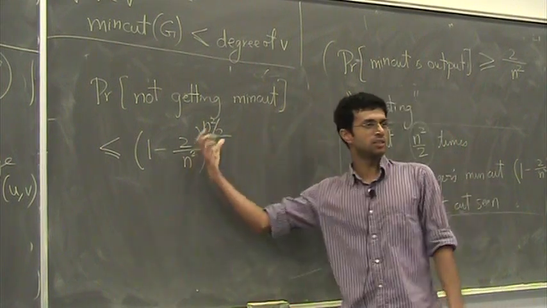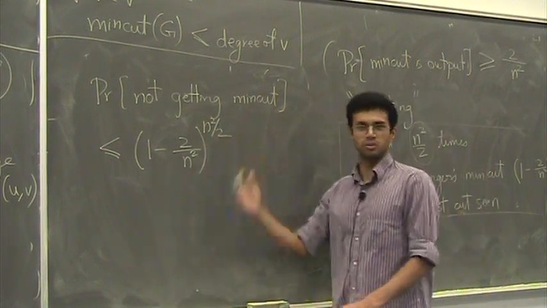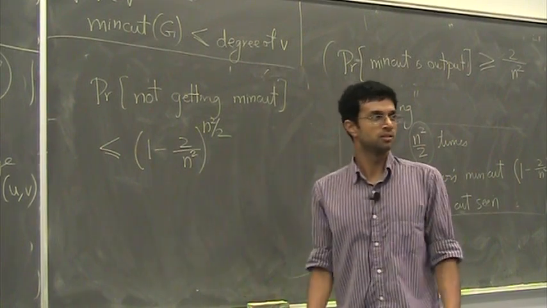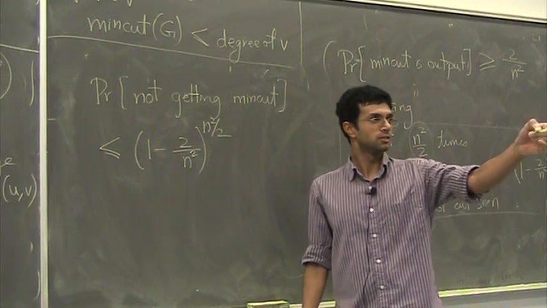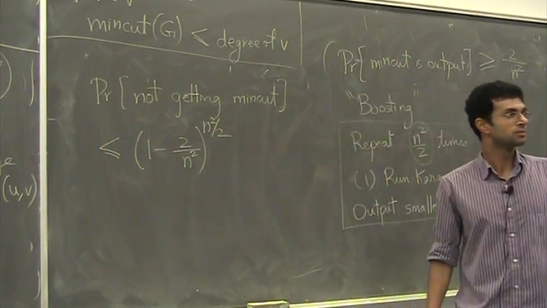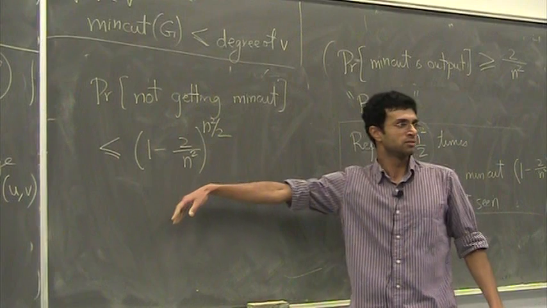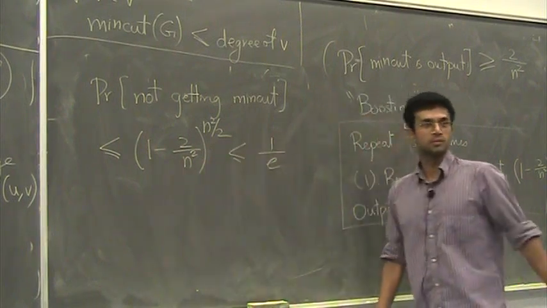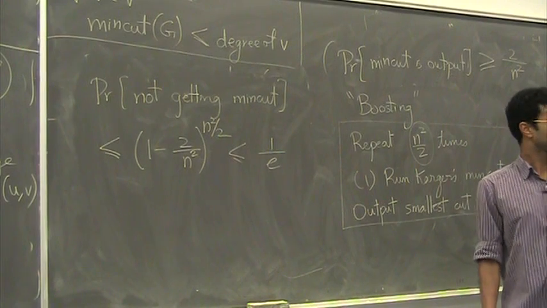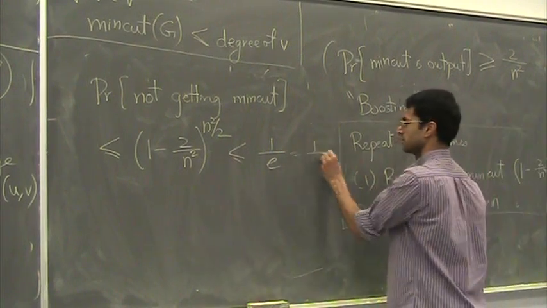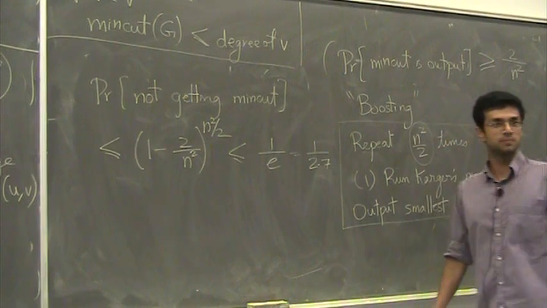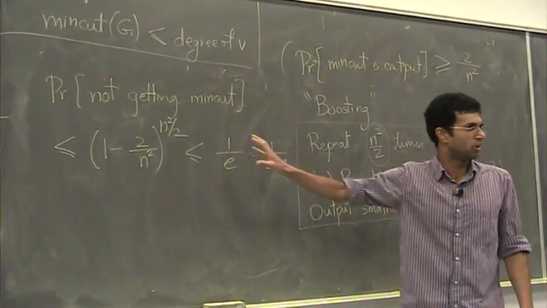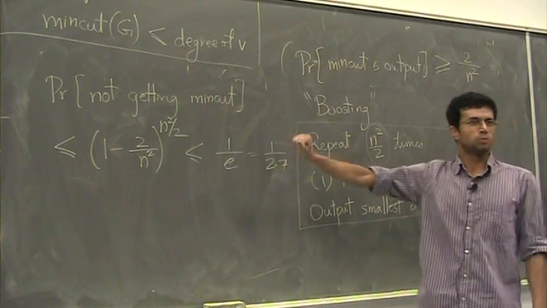Do you know what this thing is, as n goes to infinity? May or may not have seen this. Yeah? E. Good, it's 1 over e, because it's something smaller than 1, so this is actually less than 1 over e. Okay? So it's 1 divided by 2.7. So you might say, okay, fine, now I get it with some probability.